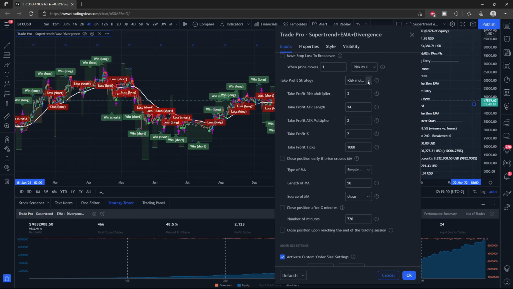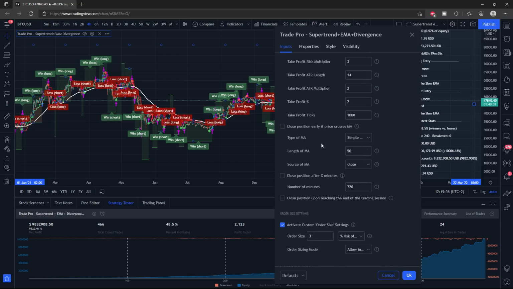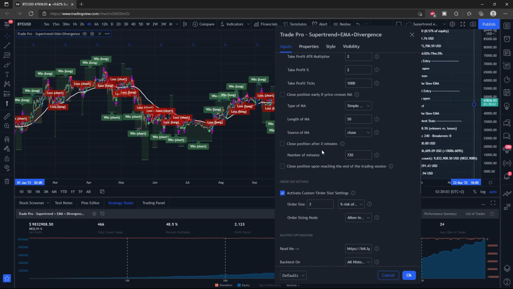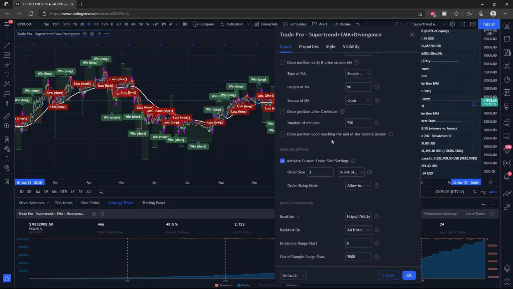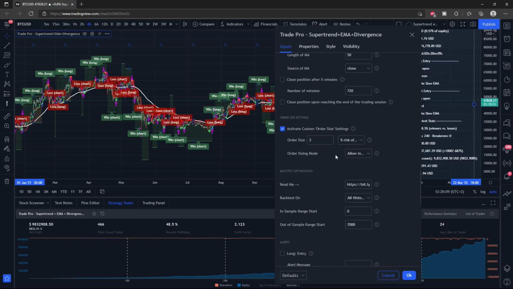But there's of course other things that you can do: ATR based, percent based, tick based, and customize all those things as well. You can also close the position early if price crosses a moving average of your choice. You can close the position after a certain number of minutes. You can close the position upon reaching the end of the trading session. And we already went over the custom order size settings, which are important.